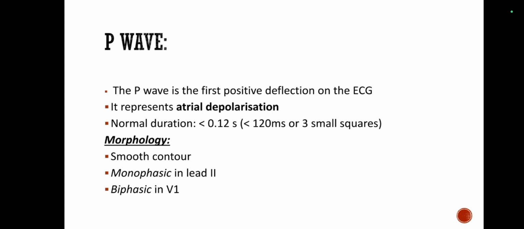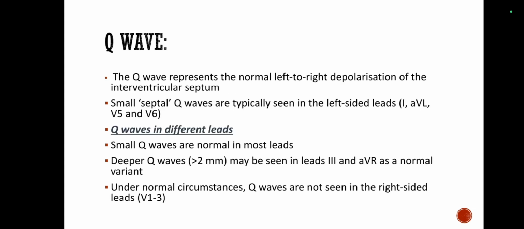The P wave is the first positive deflection on the ECG. It represents atrial depolarization, which is the contraction of the atria. Its normal duration is less than 0.12 seconds. We can call it less than 120 milliseconds or 3 small squares. The morphology of the P wave is a smooth contour, and it is monophasic in lead 2 and biphasic in lead V1.